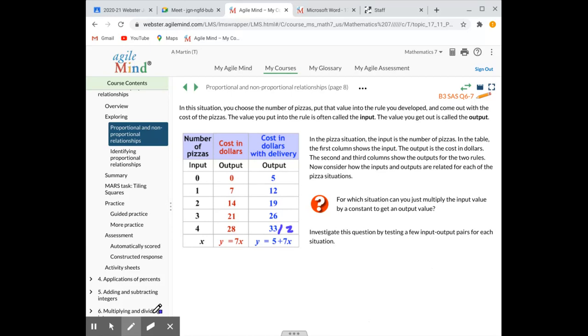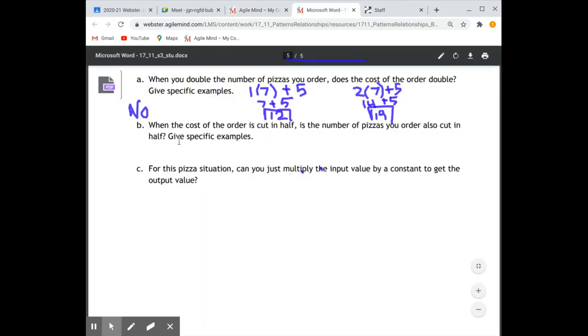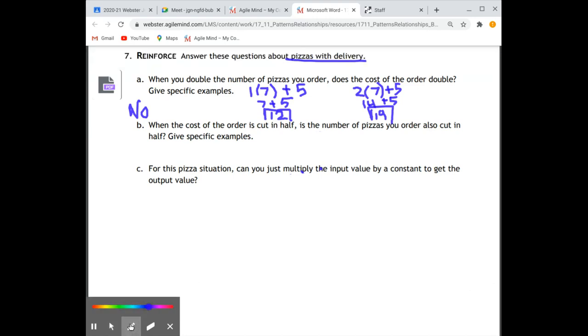Correct. And their actual question was, when the cost of the order is cut in half, is the number of pizzas you order also cut in half? I want to say yes. I want to say no. I vote no. It wouldn't be. So looking at this, it says that if we take an order and we cut it in half, I'm trying to think.